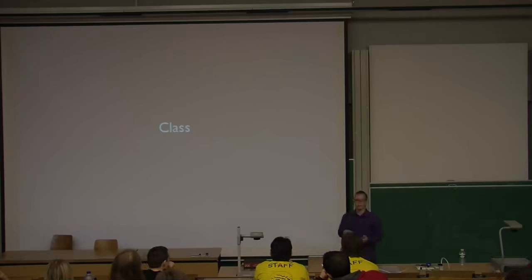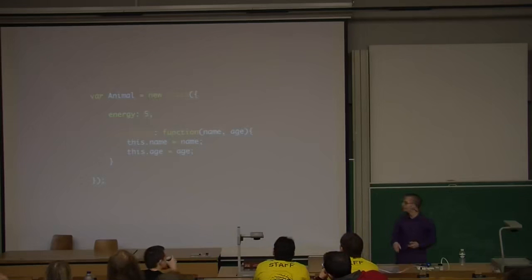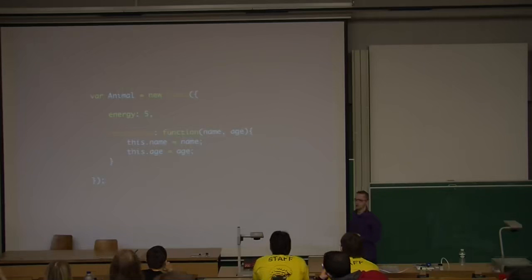Let's look at an example, and even if you don't know anything about MooTools or JavaScript, you will be able to understand it. You don't need any documentation for it. So we create a new class called Animal. We give it an energy property, and it has an initialize function, which is the constructor method, and it takes the name and the age of the animal. So that's all you need to know. I think it's really easy to read. So one main goal of MooTools core is to provide an API that you can guess, and it should be really easy to understand this.